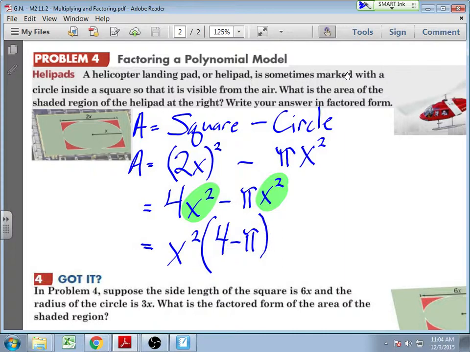Because you still keep the x squared. So 4 minus pi would be approximately 0.85, a little bit over that. So we have about 0.85 x squared. Then, depending on the size of the helipad, will depend on what the area actually is. All we have to do is plug in the x.